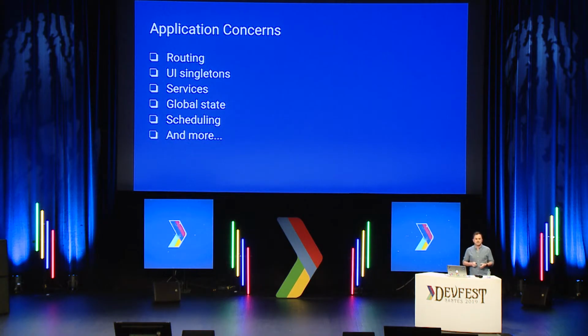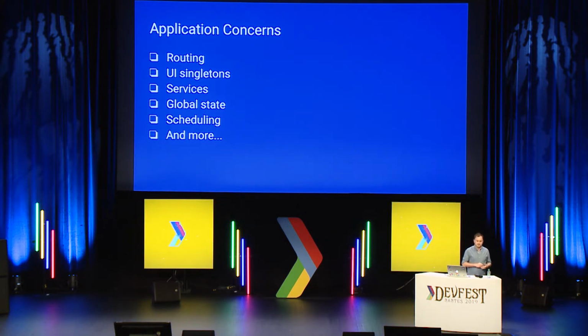And this is true to some extent, but applications have unique concerns that components generally don't have. Things like routing, UI singletons, which might be like the app shell, or maybe an overlay system if you're going to display modal dialogues or progress indicators. You might have generic services like logging handlers or error handlers that you want to use across a whole app. You might have global state, like the currently logged in user. Or maybe you have a scheduler so that long-running tasks don't jank the page. So these are things that are generally unique to applications.